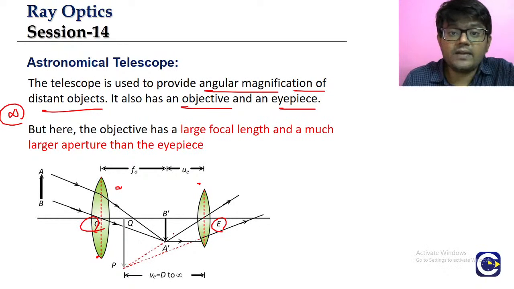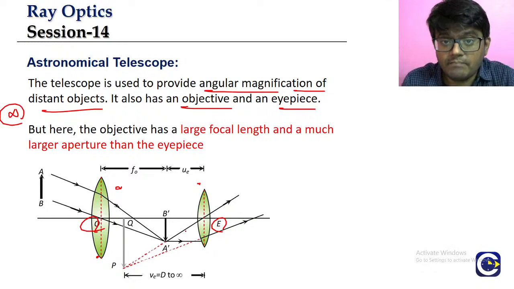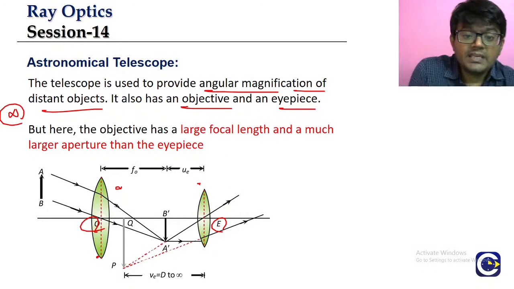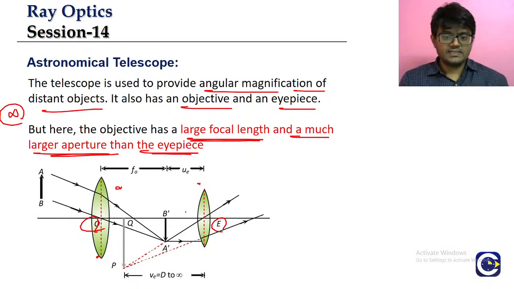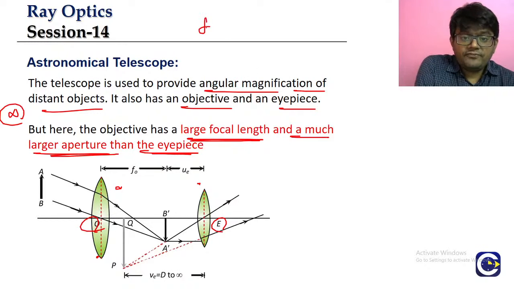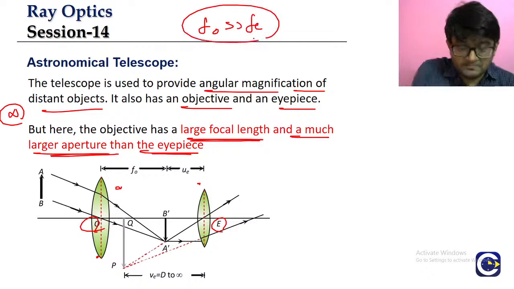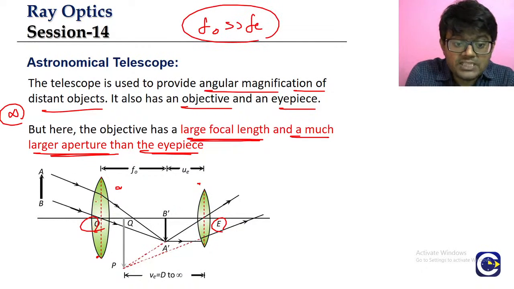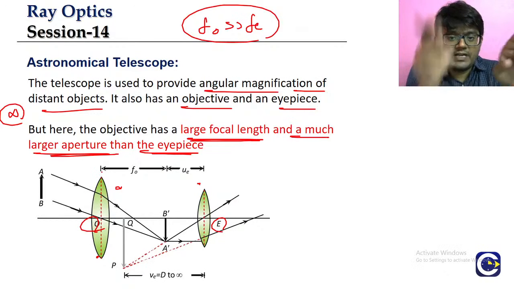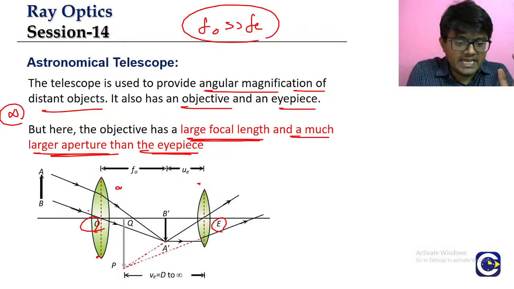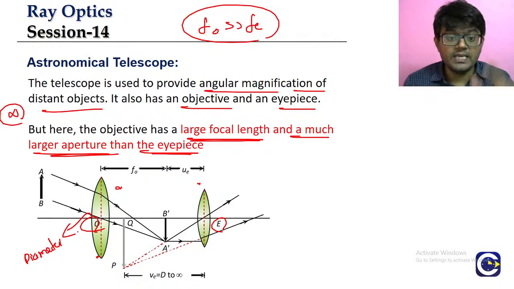But compared to the microscope, we have a difference here. Here the objective has a larger focal length and a much larger aperture than the eyepiece. Understand this: the F_O value will be very high in comparison to F_E. And the aperture, if you think of the lens as a circular boundary, the diameter is what represents the aperture. The aperture of the objective will be large.